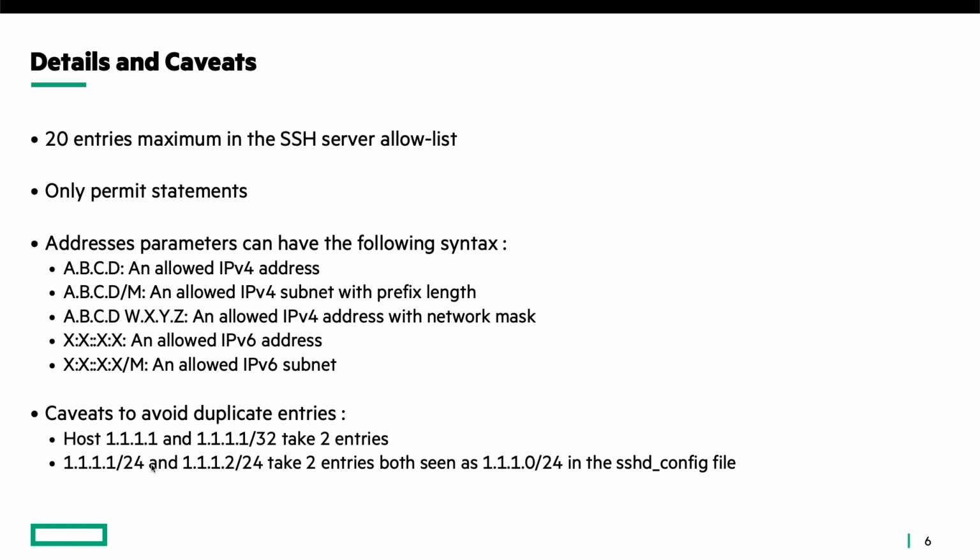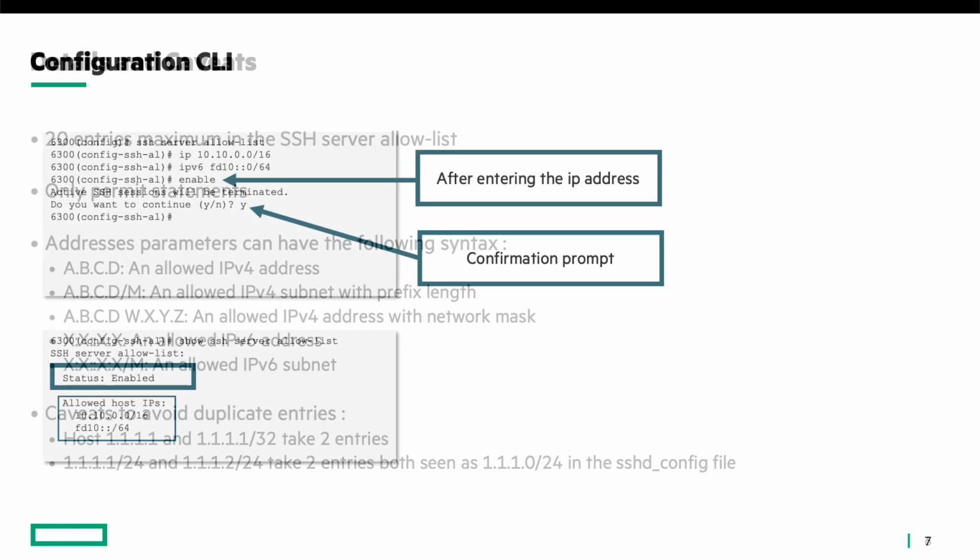If you configure several IP addresses which are part of the same subnet, like 1.1.1.1/24 and 1.1.1.2/24, it will take two entries, but from a functional perspective, it's 1.1.1.0/24. So this is what you need to be cautious about as much as possible, and to choose either prefix mask and subnet or /32 for hosts.